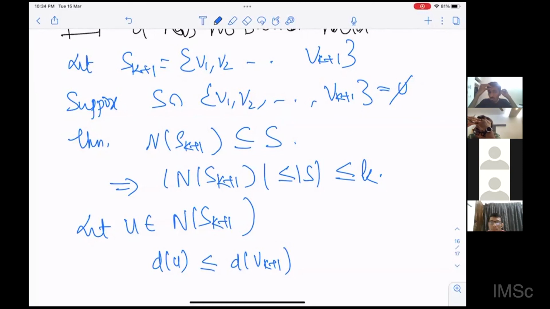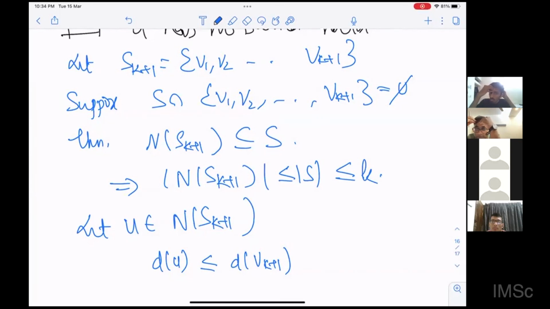Now, since the degree of u is at most the degree of v_{k+1}, sum over all degrees in the neighborhood of S_{k+1}, and that will be at most the sum of degrees in S_{k+1}. So that will be a contradiction. Yeah, I think your proof is correct, but you used a fact which I never wanted to use on purpose. But your proof is correct, Soman.